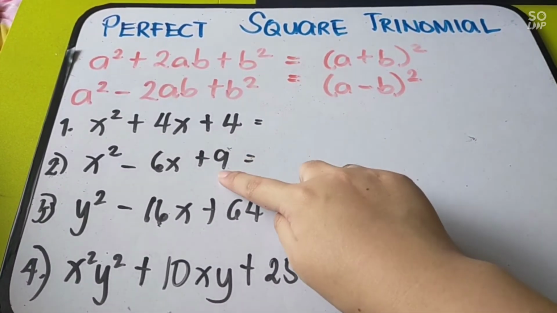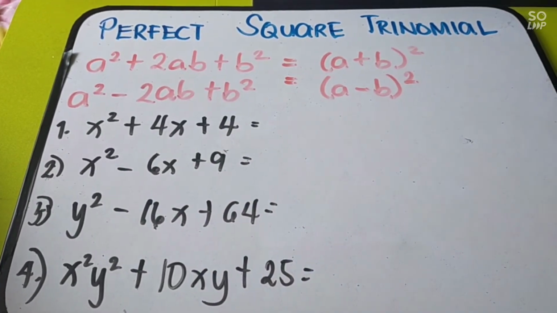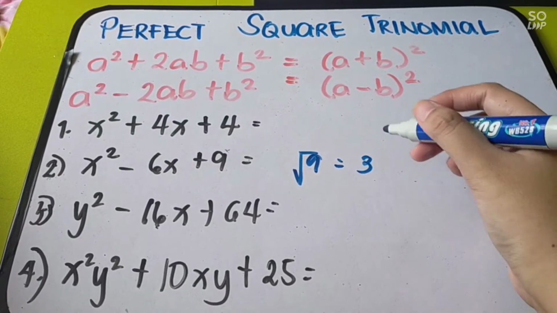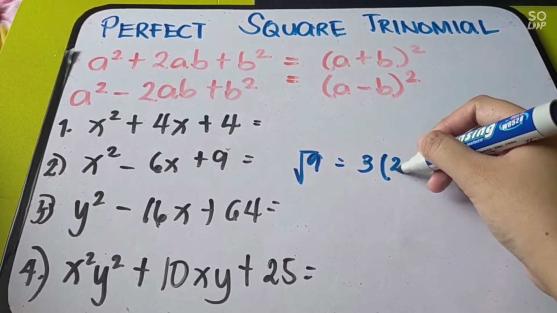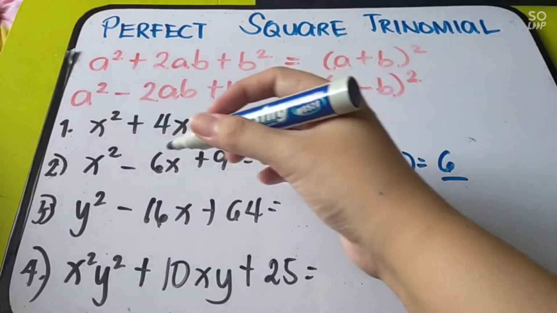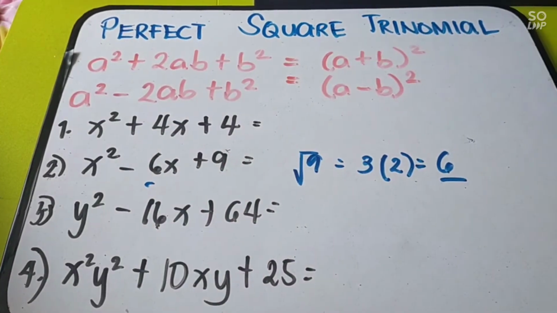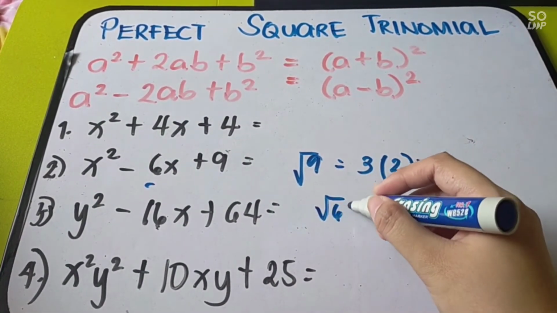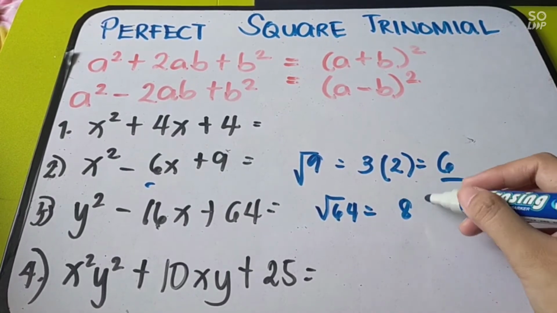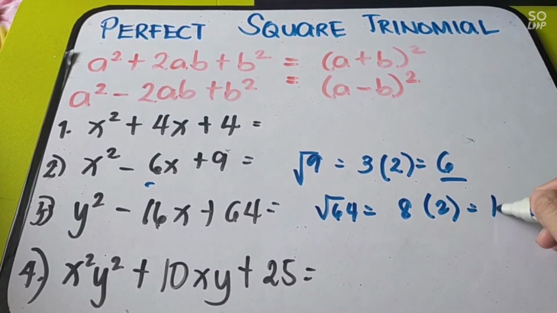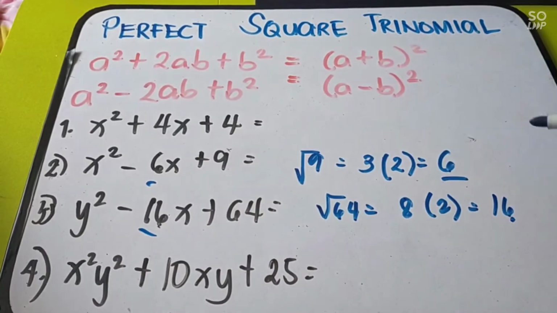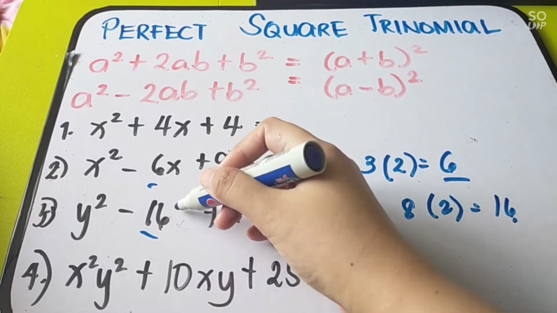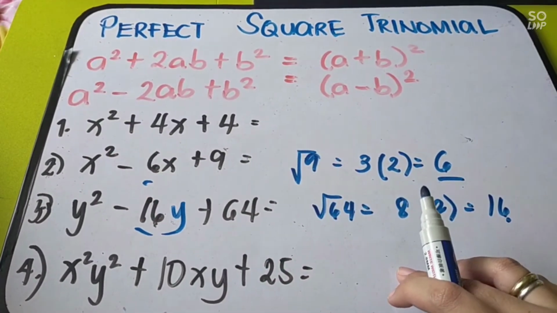Nakukuha? Next tayo. Si 9. The square root of 9 is 3. If you multiply 3 to 2, the answer is 6. 6 ba to? Correct. Diba? Next tayo, dito. The square root of 64, we have here 8. If you multiply 8 to 2, the answer is 16. Tama ba? Correct pa rin. So, dapat ito ay y. Y kasi yung variable natin.